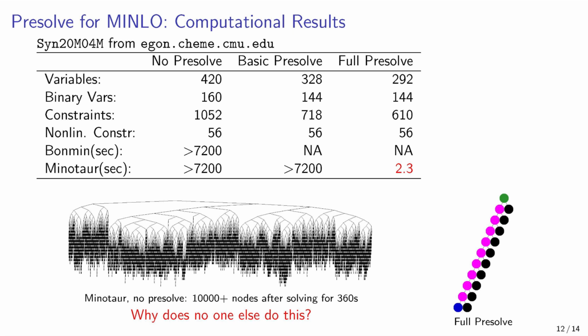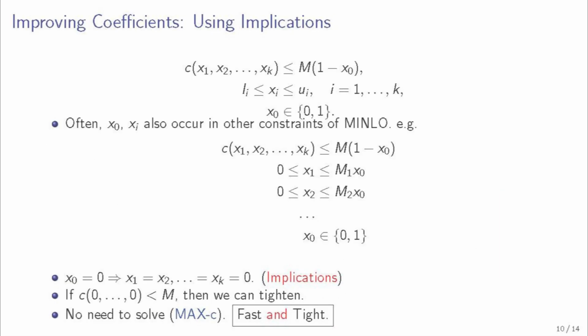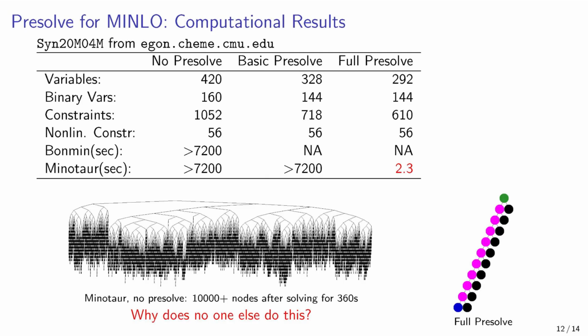But if you do the full Presolve, and in particular, if you take advantage of this trick that was here, where you're switching units off and you're tightening the upper bounds on these units, then this becomes the tree that you now search. So here's the tree after 360 seconds, and here's the tree after a full Presolve that Ashutosh did. So you just search this little tree, and you get down to 2.3 seconds.